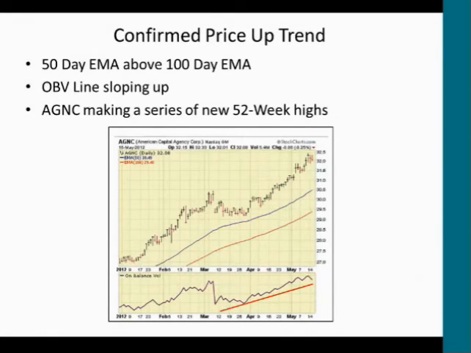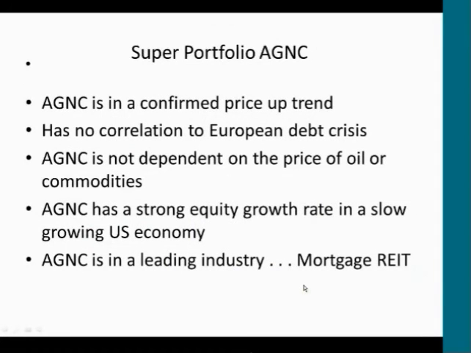Here's another example of a super portfolio stock. This is for American Capital, and this is a real estate investment trust that invests in government-backed mortgages. You can see American Capital's in a price uptrend, the 50-day EMA above the 100-day EMA. It's making a series of new 52-week highs, and we have an upsloping on-balance volume line. So American Capital's in a confirmed price uptrend.